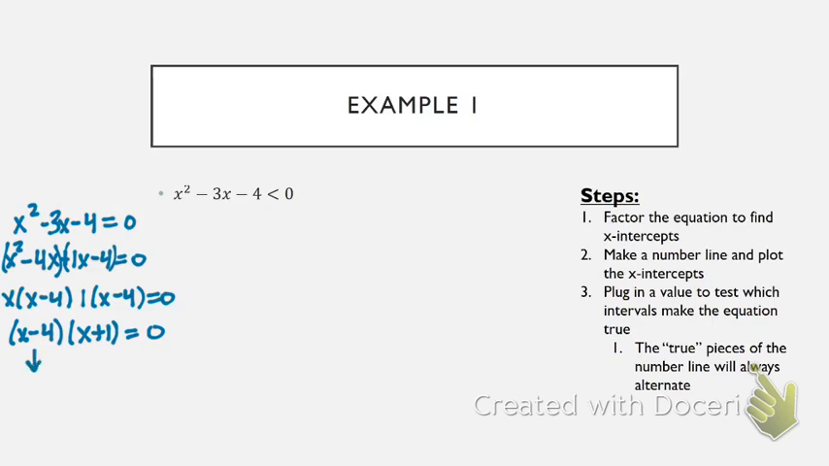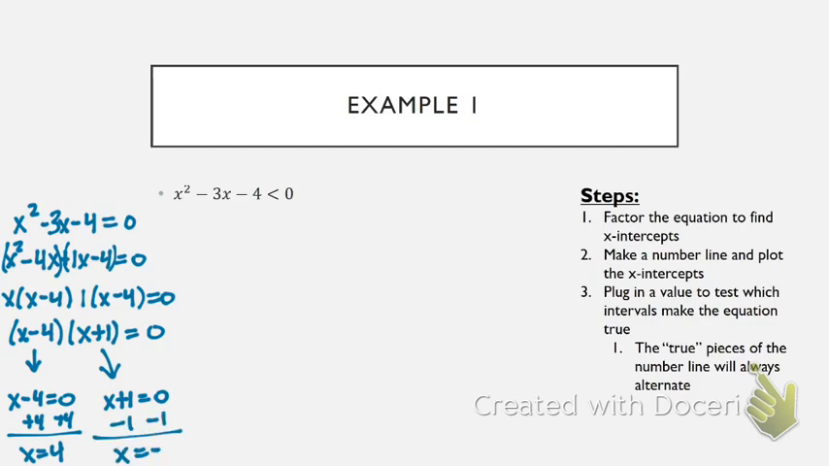So then I set this equal to 0. And my x-intercepts are 4 and negative 1. So now, step 2 tells me to make a number line and plot the x-intercepts. This doesn't have to be exact, but negative 1's over here somewhere, 4 is over here somewhere.